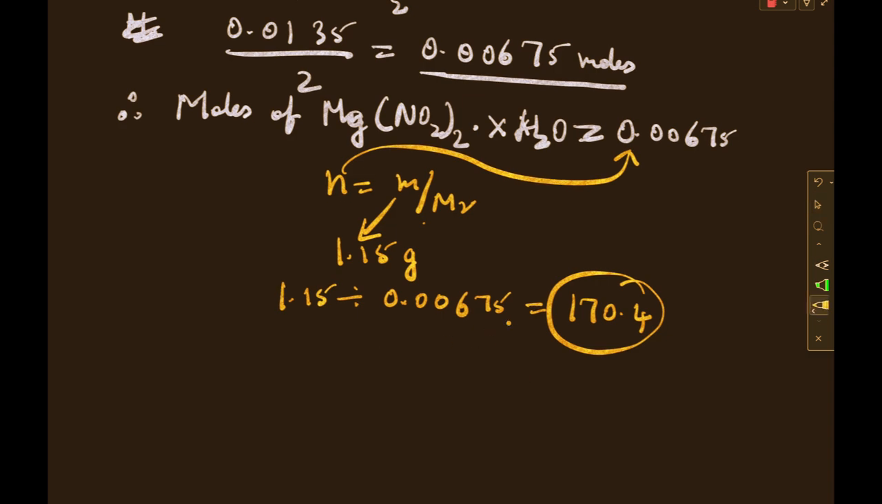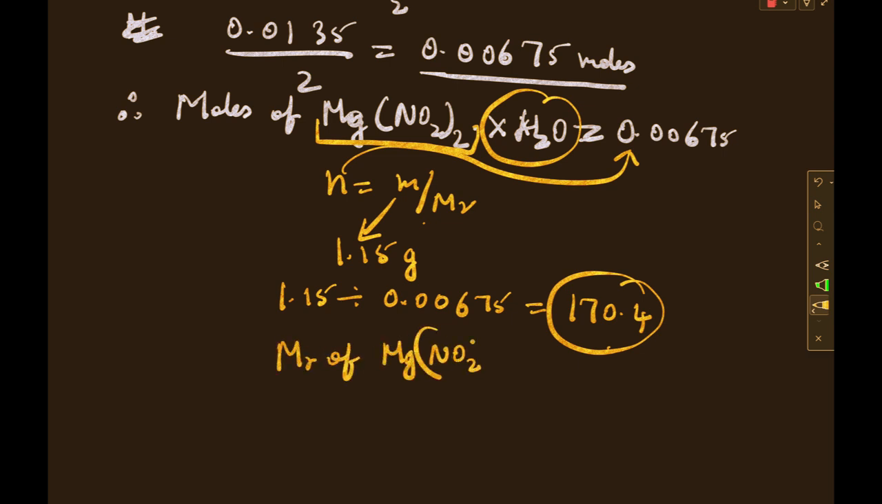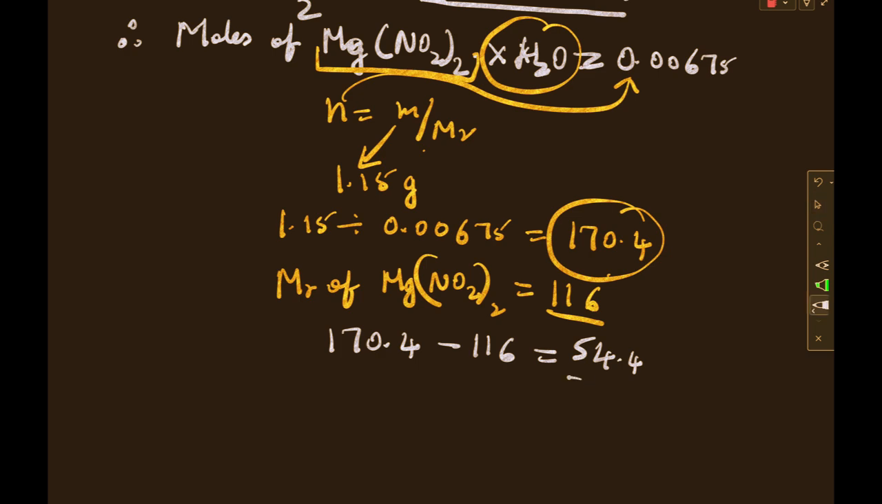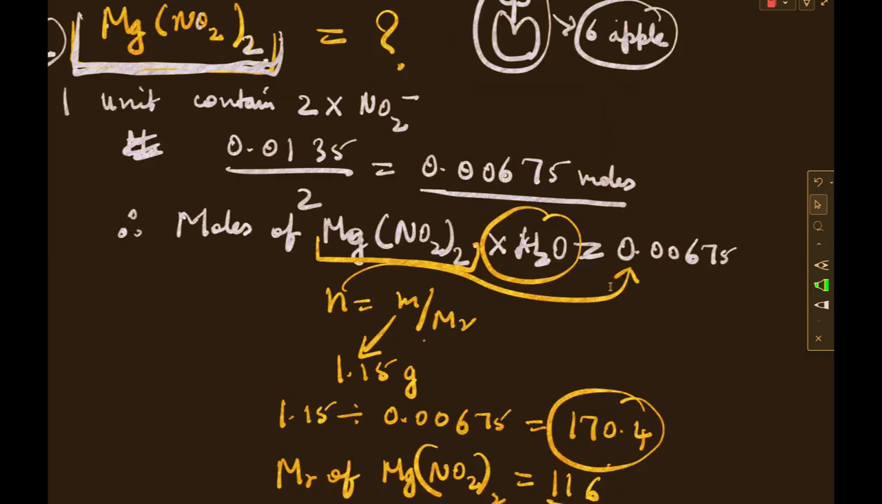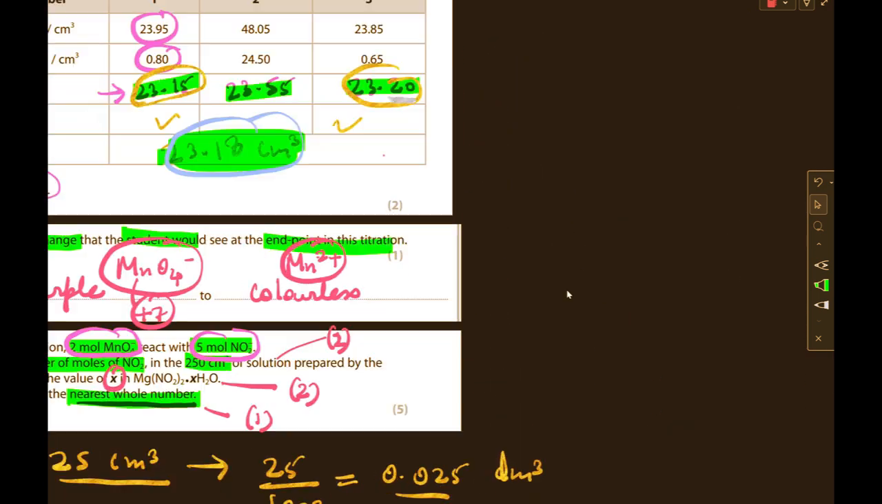Okay, so the molar mass of the hydrated compound with water molecules is this. Now you want to work out the amount of water molecules, so you work out the Mr of Mg(NO₂)₂, which would be 116 if you add them together. Simply subtract that: 170.4 minus 116. That gives me the molar mass of water, which is 54.4. Now one water molecule's mass is 18, so I simply divide that by 18. That gives me 3. Okay, so the value of x is 3. So that's all about it. It's too long, but I hope this makes sense.